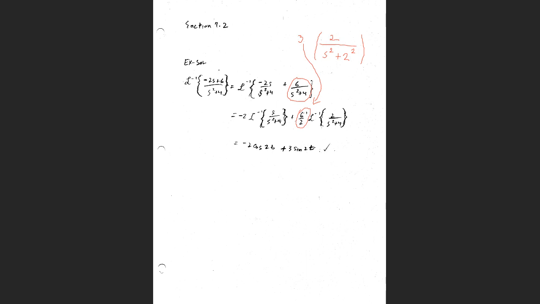And so the inverse Laplace transform of 6 over s squared plus 4 is the same as 3 times the inverse Laplace transform of 2 over s squared plus 4. And now this allows me to find the second inverse Laplace transform, and I can get the first inverse Laplace transform because s over s squared plus 4 is already in good form.